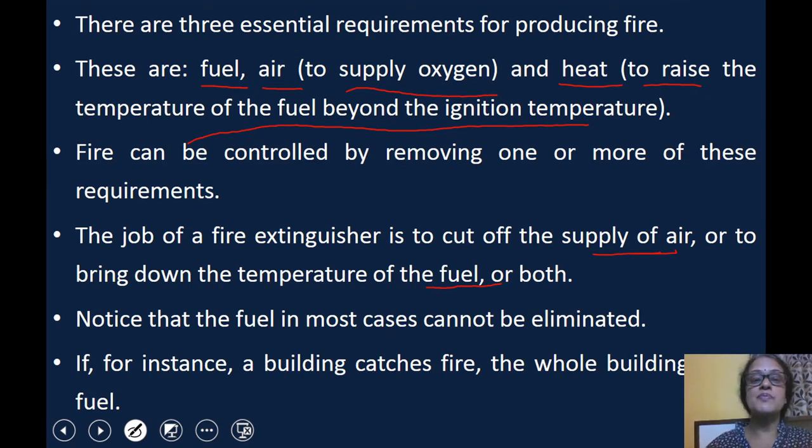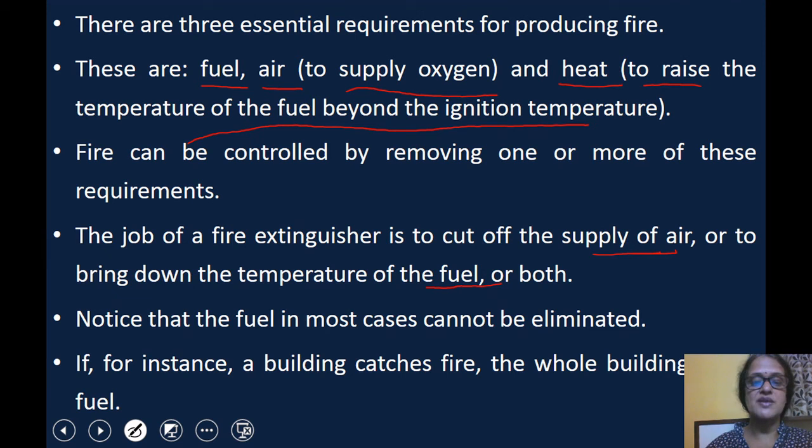Second thing is that suppose we are talking about removing the fuel. Children, it is not possible to remove the fuel. For example, suppose a building is burning. What is the fuel there? The entire building is the fuel there. You can't remove a burning building. But what can you remove? You can remove the supporter of combustion.